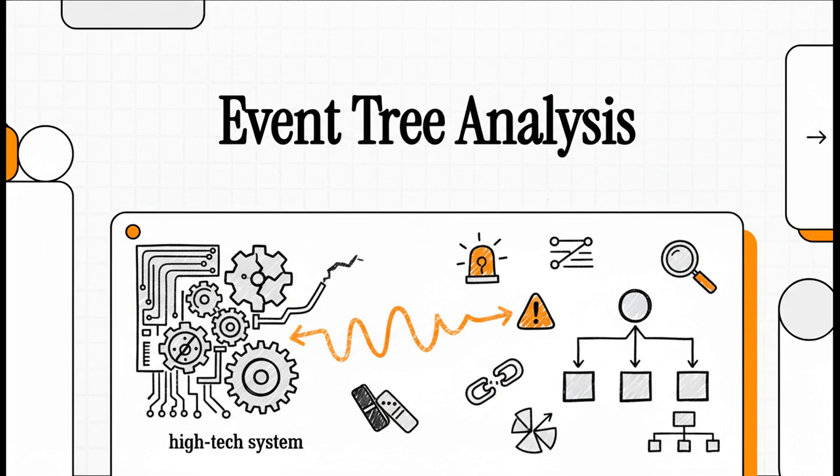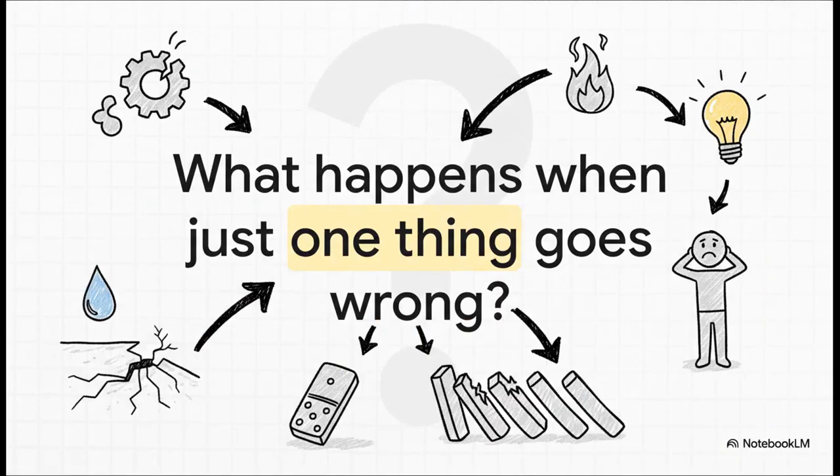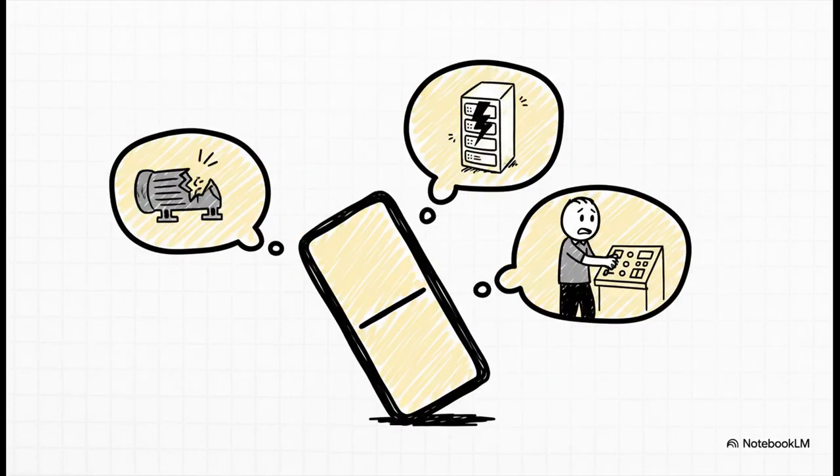And today, we're going to break down exactly how it works. So let's start with a really simple, but super critical question. What happens when just one thing goes wrong? I'm not talking about some massive system-wide collapse from the get-go, just a single initial failure. The real mystery is, where do we go from there? Just think about it for a sec.